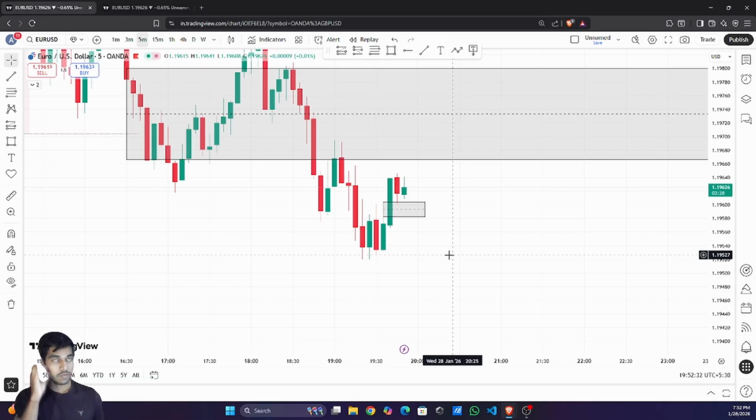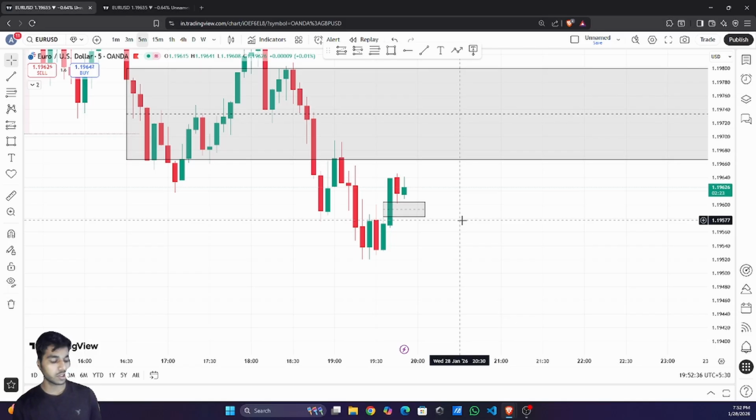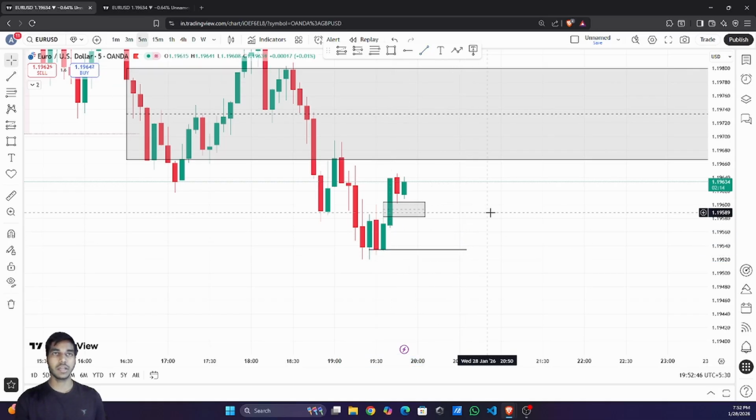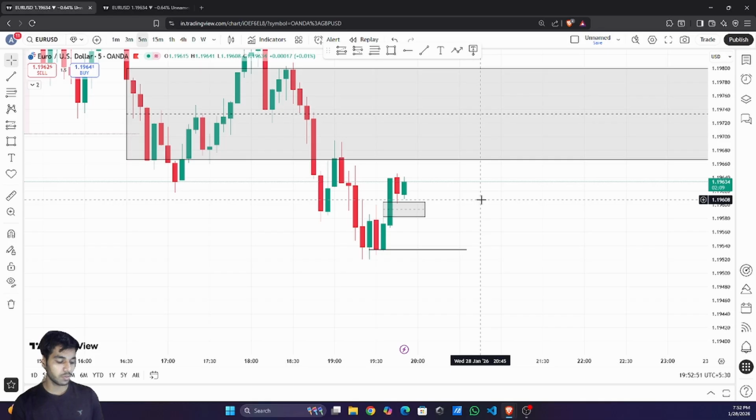Our plan of action will be, if it comes in the 1 hour order block, still I will wait for 5-minute breakout structure. And if it starts going lower for the new low of the day, then also that is good enough. Then I want a 1-minute breakout structure. The same plan as GBP, 5-minute breakout structure and 1-minute breakout structure.